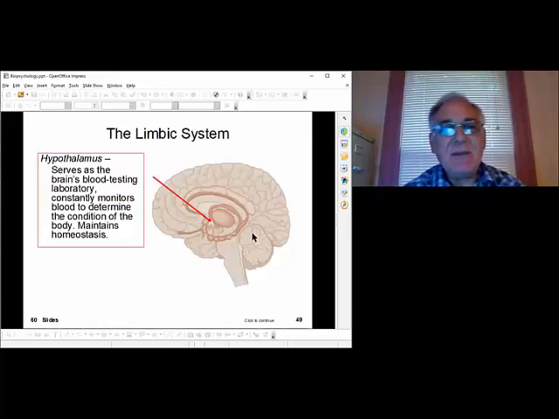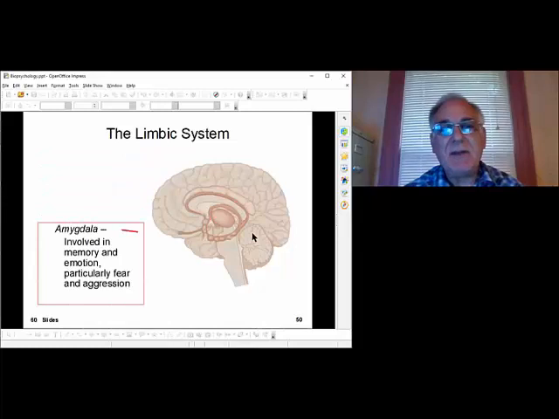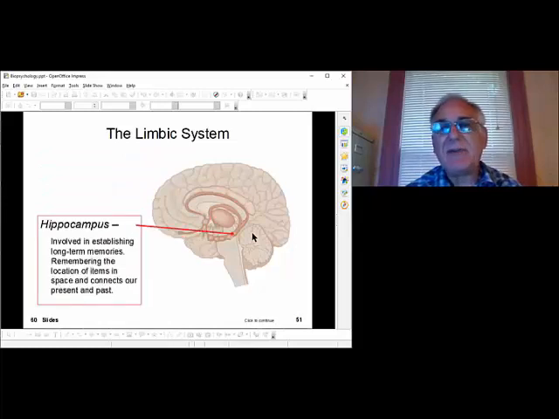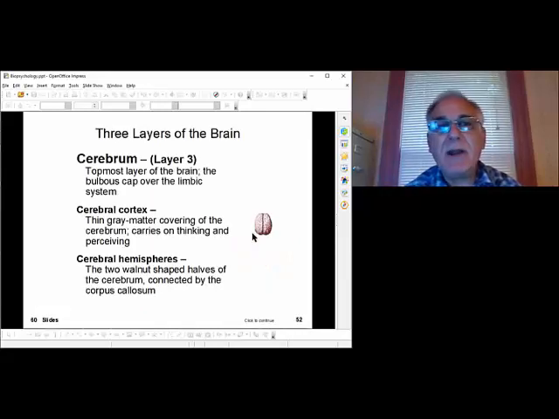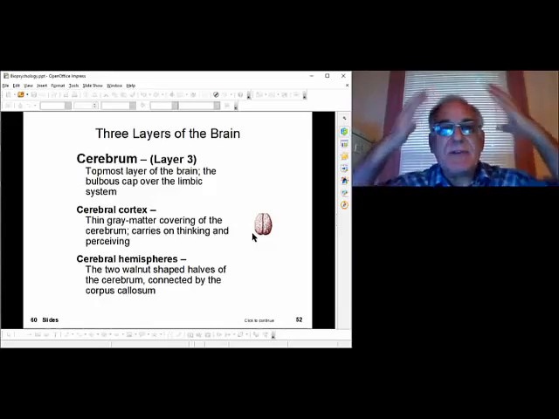So hypothalamus, we've just talked about. We also talked about the amygdala and the hippocampus. So those are the three big things in the brain's limbic system. And now we get to the top part of the brain, the cerebrum, the topmost layer of the brain, the bulbous cap that's over the brain.